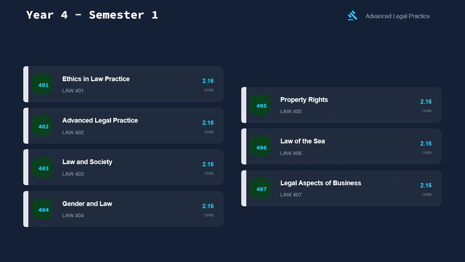Real-life example: the SEC's proposed climate disclosure rules require public companies to report climate risks, illustrating regulatory integration of ESG considerations. Practical application: lawyers advise on ESG compliance, draft sustainability reports, and litigate greenwashing claims. Students analyze ESG frameworks. They learn to integrate sustainability into business strategy.